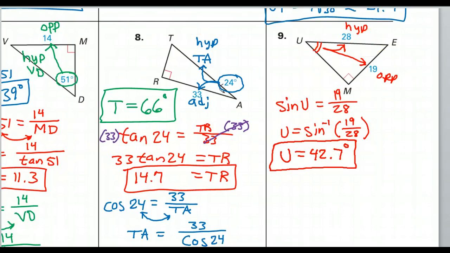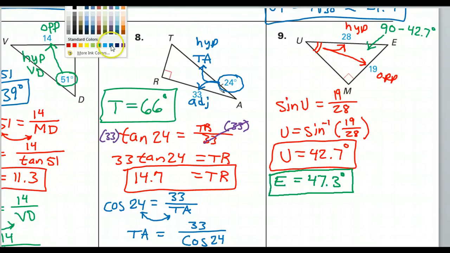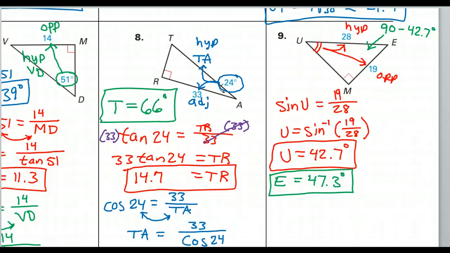I'm going to take the easy way out and find this angle by doing 90 minus 42.7. That gives me that angle E is 47.3 degrees. Okay, that's 2 down, 1 to go. All we need is the side UM. And like we said from the beginning, this is a job for the Pythagorean Theorem.